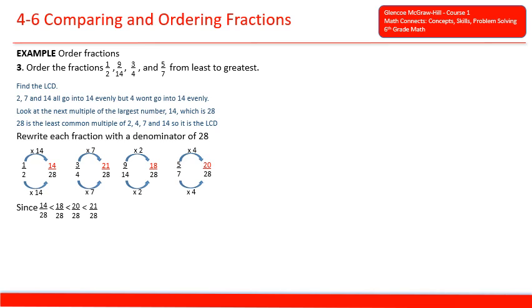So now we need to place these in order. So we get from least to greatest 14/28, 18/28, 20/28, and 21/28. And then if we put them back to their original form and list them in order, that's what they will come up with.